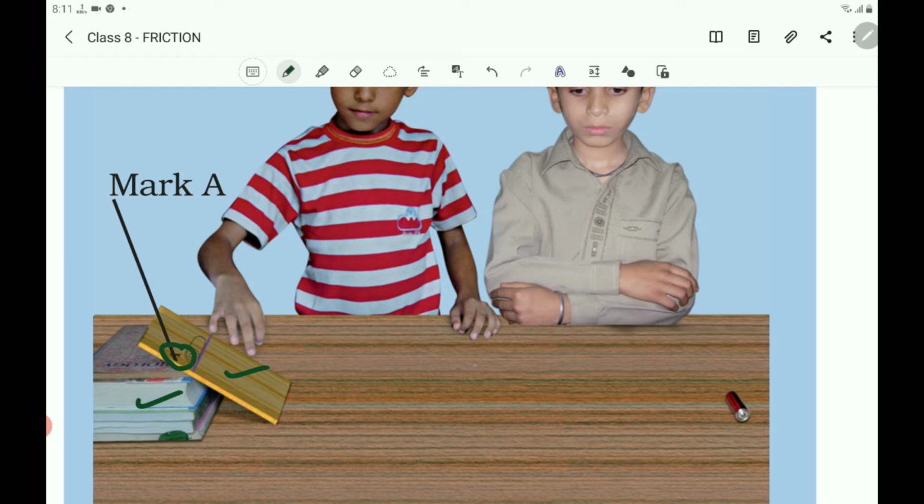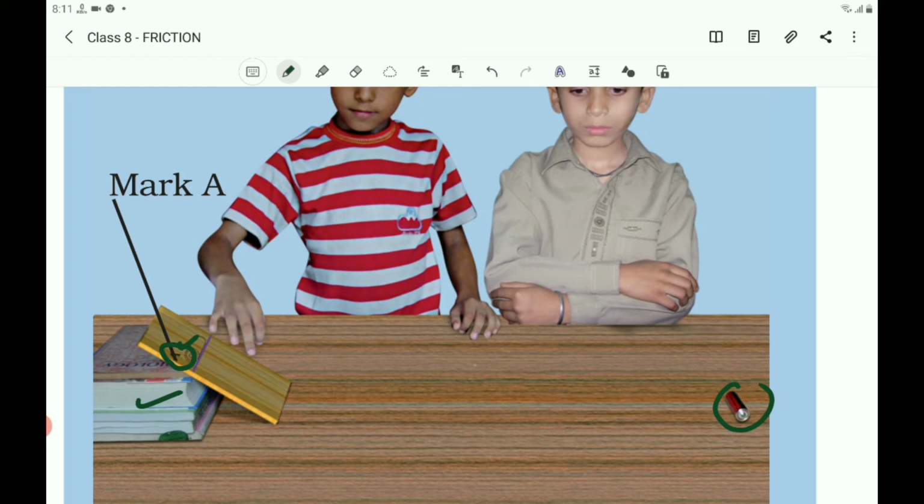Here, using the pen, put a mark A or any mark on the inclined plane. Now let a pencil cell move down from this point. Here you must leave the pencil cell to move down from the point A.